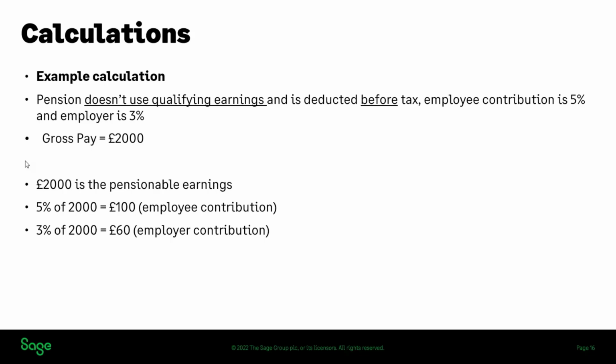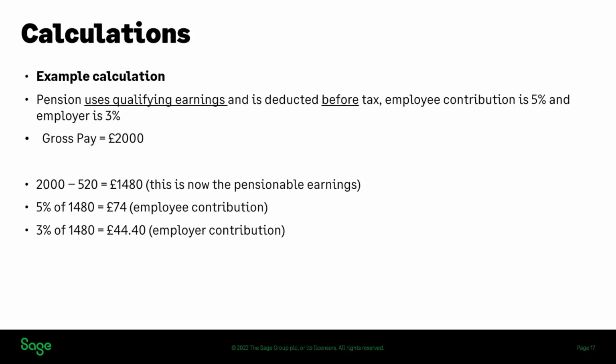So let's have a look at the next example. That was quite a simple one. The next one does use qualifying earnings and again is deducted before tax. Now I am going through all of the different scenarios here. That includes before, after tax, as well as salary sacrifice in a bit. So pension uses qualifying earnings and it's deducted before tax.